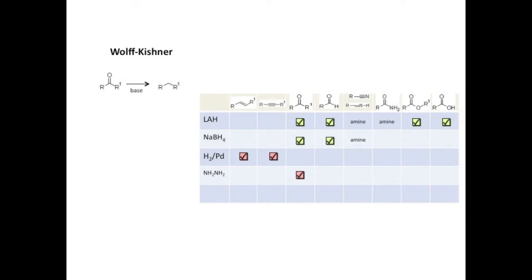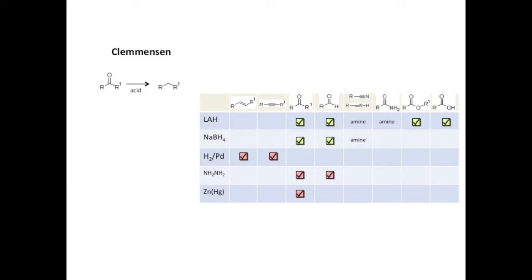The Wolff-Kishner reduction is a rather famous one. It uses basic conditions and as a rule converts carbonyls all the way to alkanes. The reagent is hydrazine, NH2NH2, which has a nitrogen-nitrogen bond, and the mechanism is similar to the mechanism for forming imines. The Wolff-Kishner is particularly useful for reducing cyclic ketones to cycloalkanes. There are no exceptions, at least that I know of, so it will reduce a ketone all the way to an alkane, and it will also reduce an aldehyde all the way to an alkane.